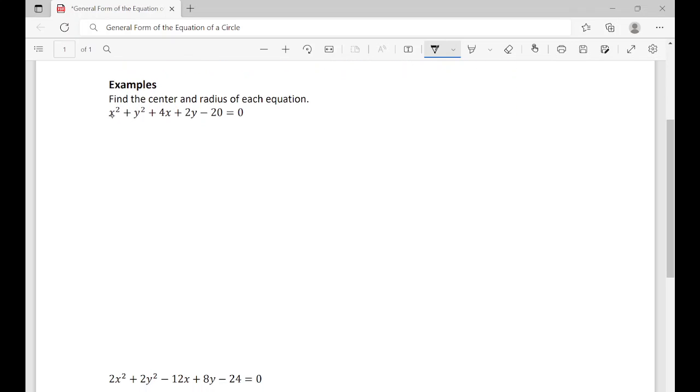So what we're going to do is take our general form, x squared plus y squared plus 4x plus 2y minus 20 equals 0, and do completing the square twice. What we do first is group the x's together, the y's together, and then take our constant and shove it on over. So that's what I'm going to do first. I'm going to take x squared plus 4x plus y squared plus 2y equals 20. So I just add the 20 over.